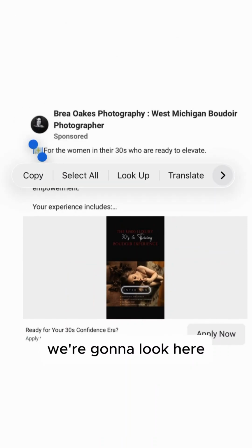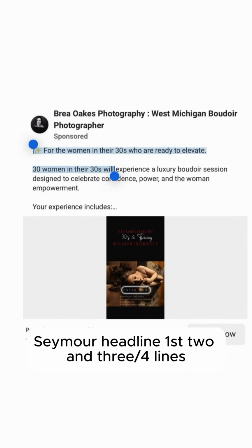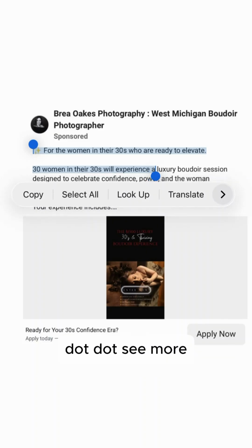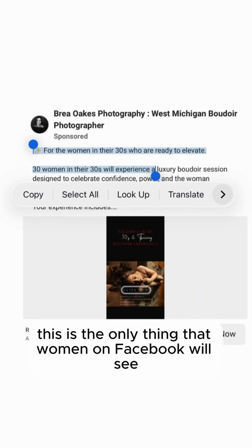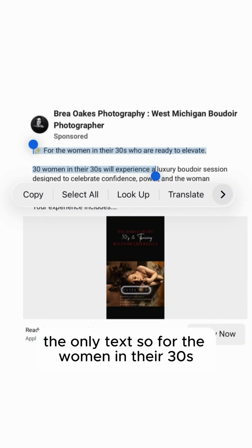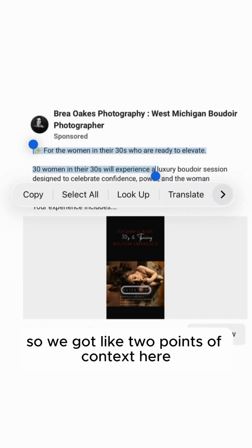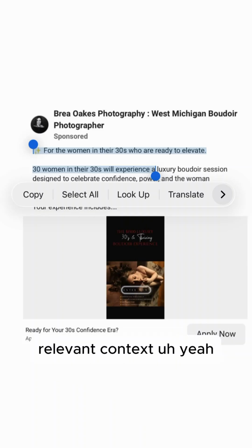Finally, we're going to look here. See more headline: first 2 3/4 lines on the Facebook mobile news feed before it's cut off by a dot dot dot, see more. This is the only thing that women on Facebook will see. The only text. So for the women in their 30s who are ready to elevate, 30 women in their 30s will experience A. All right, so we got like 2 points of context here, relevant context.